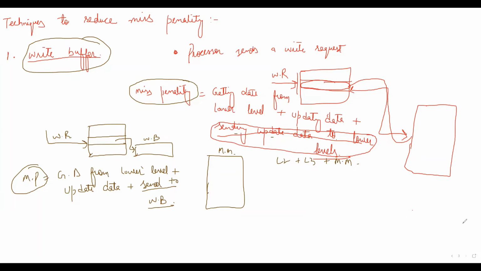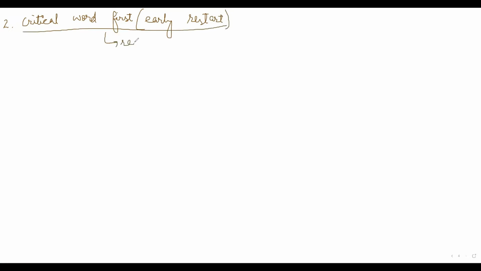Okay. The second technique is called critical word first, or it is also called early restart. The previous one, the first solution, was for write, when we have a write miss, and this is for when we have a read miss.